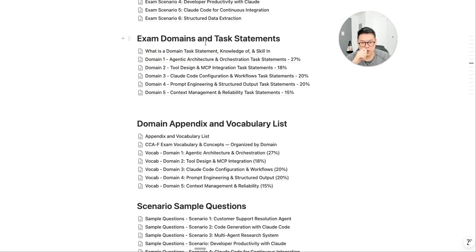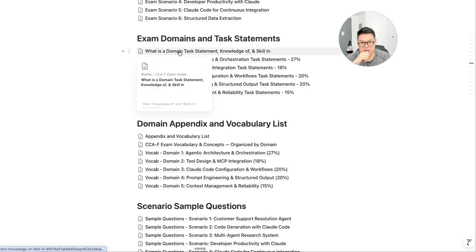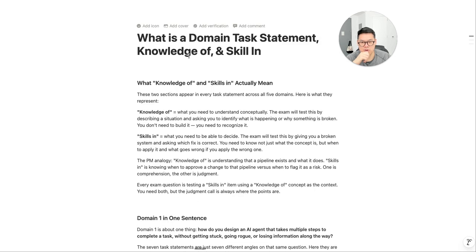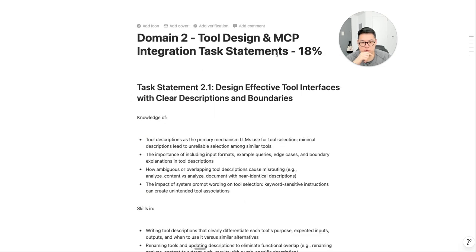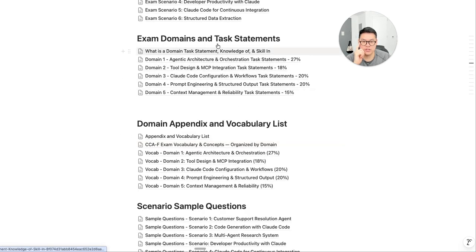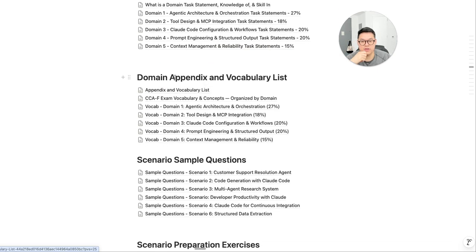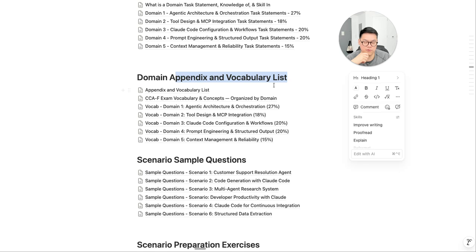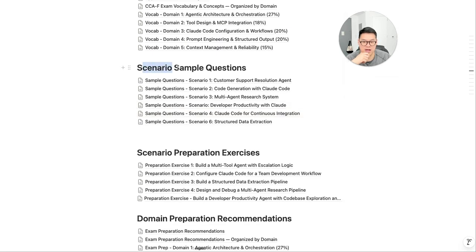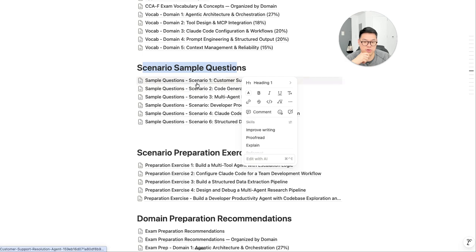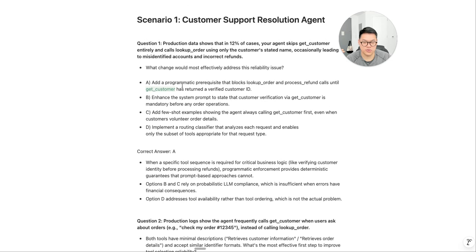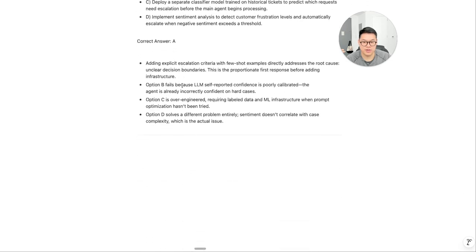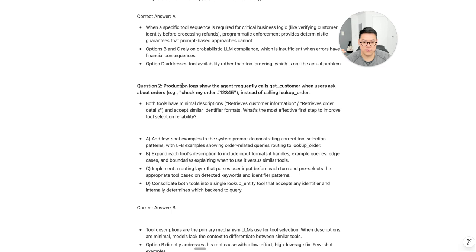And then you have the exam domains, and you have the task statements. And then you have tool design and MCP integration. So you have all these different domains and task statements, and you have the domain appendix, which is basically the vocabulary list. And then you have the scenario sample questions. In each scenario, they're going to give you some questions right here. And I drafted up everything for y'all.